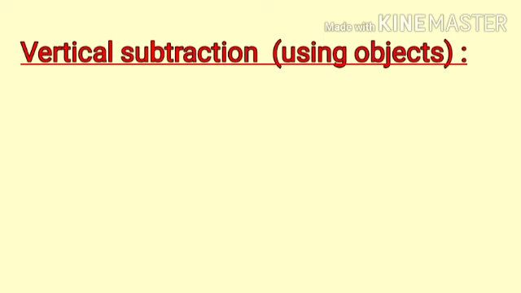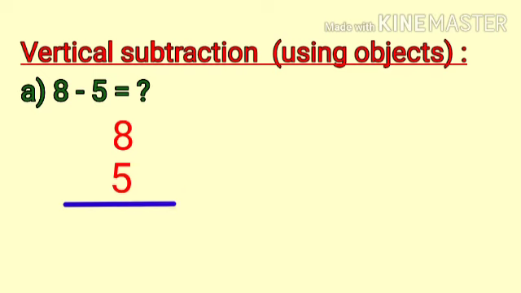Now I am taking one more example, that is 8 minus 5. Here the bigger number is 8. The smaller number is 5. So we should write 8 at first place. Next we have to write 5 below the 8. To represent subtraction, we should use minus symbol.